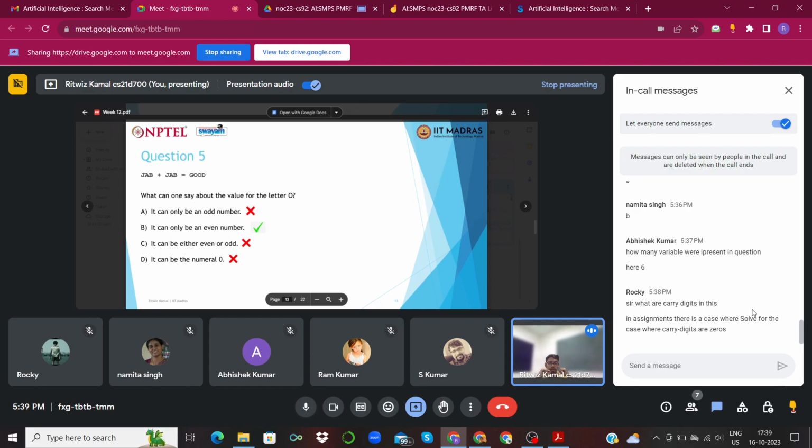Okay, an assignment is a case where we have to solve for the case where carry digits are zero. Okay, then that problem might have been defined in a different fashion. I haven't seen the question, so I can't comment on it. But like I said, I think the way you would find solutions would be defined by the problem statement or the way the equation has been defined. Here, I don't think you can have an assignment as well as have those kind of carry digits going on over here.